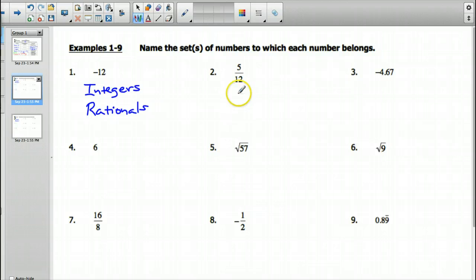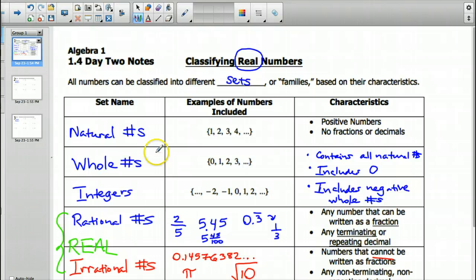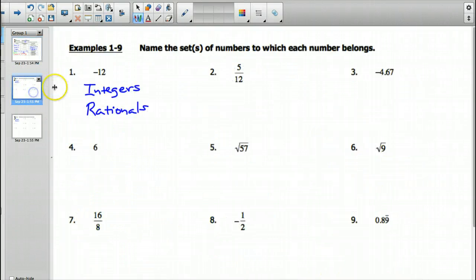Okay, 5/12. Well, if you go back to your chart here, it's positive, but we don't start including any kind of fractions until we get down to the rational numbers. So 5/12 is only included in one family, and that would be the rational numbers.